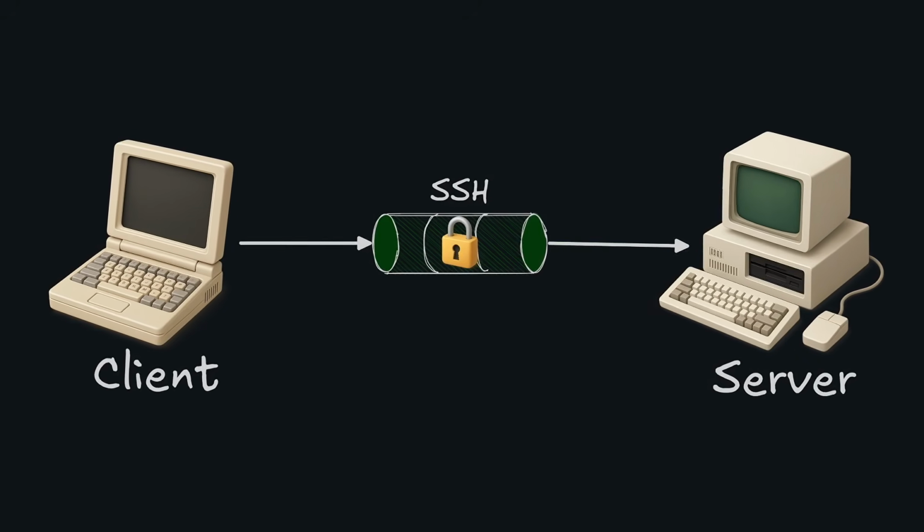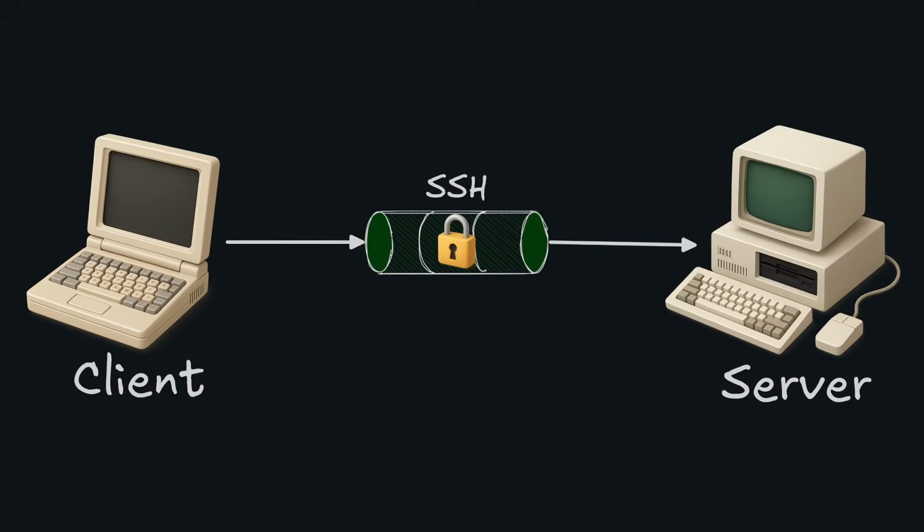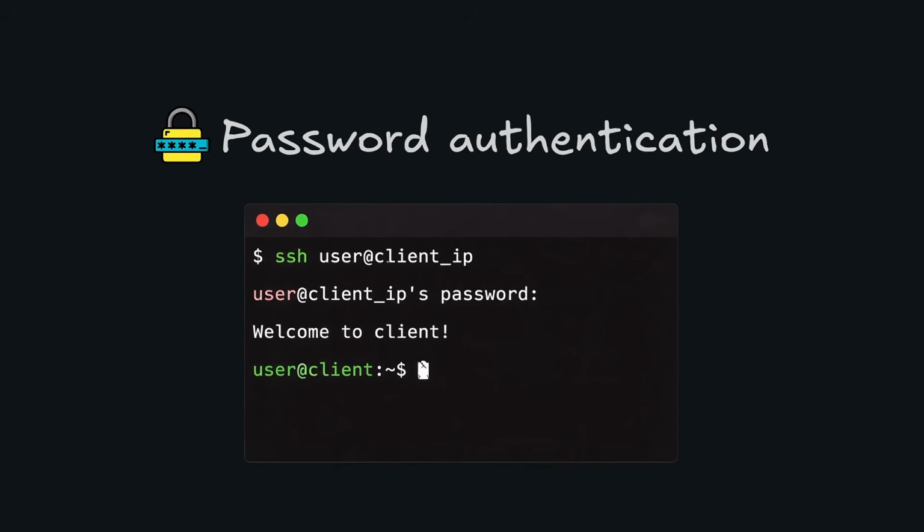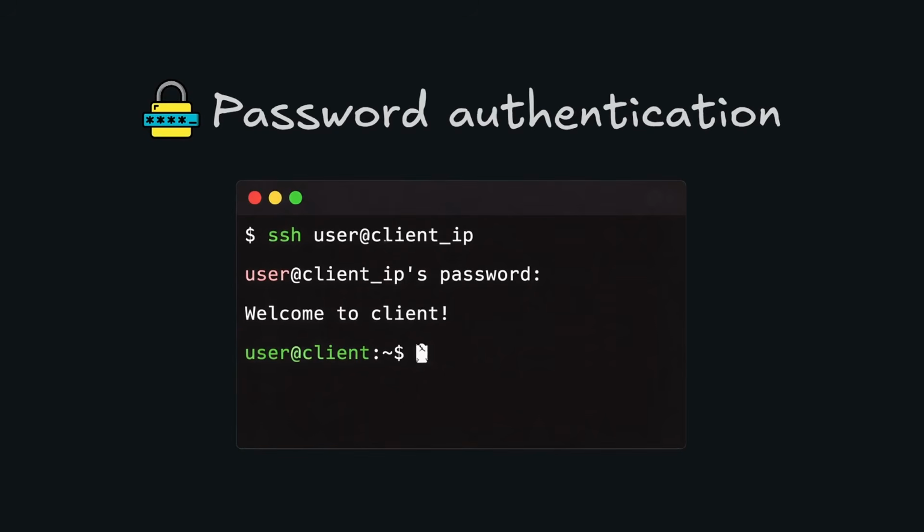Authentication is a key step in SSH. There are two main methods. The first is password authentication. You enter a username and password. It is simple, but not very secure. Passwords can be guessed or captured if not handled properly.